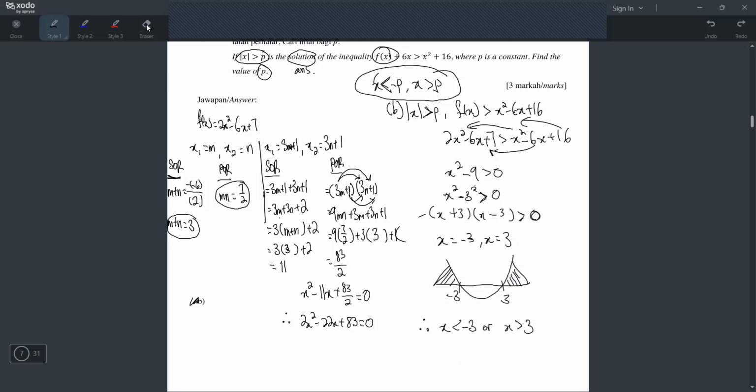So this is your answer, but I don't think this is what they want. They want to find the value of p, right? So how to find the value of p? They already say modulus x bigger p is the solution. So now I will compare this answer with this answer here.